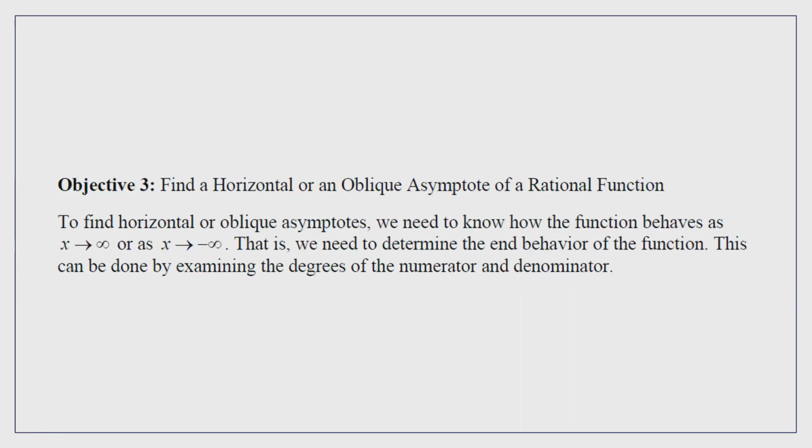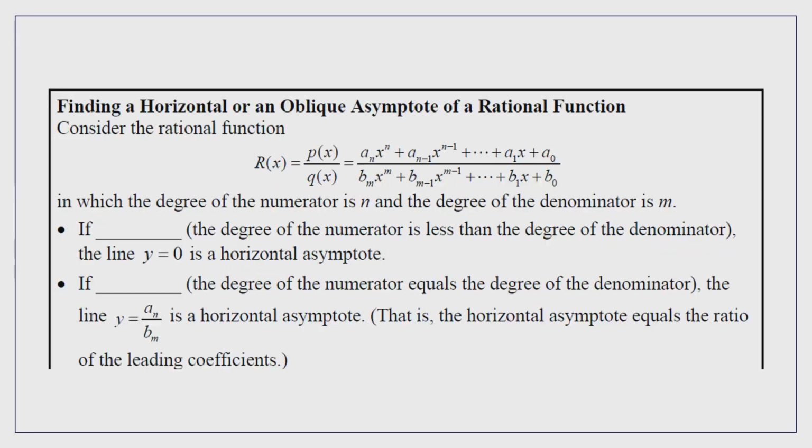All right, objective 3, we're now going to dive in a little deeper into horizontal and oblique asymptotes. So to find a horizontal or oblique asymptote, we need to know how the function behaves as x approaches infinity or as x approaches negative infinity. That is, we need to determine the end behavior of the function. And this can be done by examining the degrees of the numerator and denominator. Remember, degree is the highest power of a polynomial.